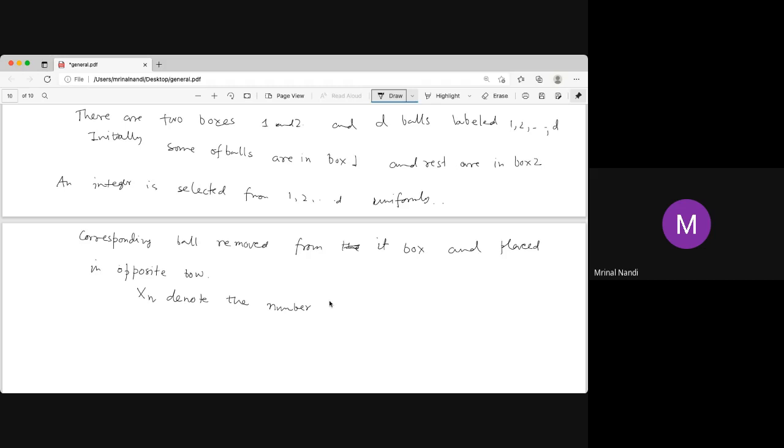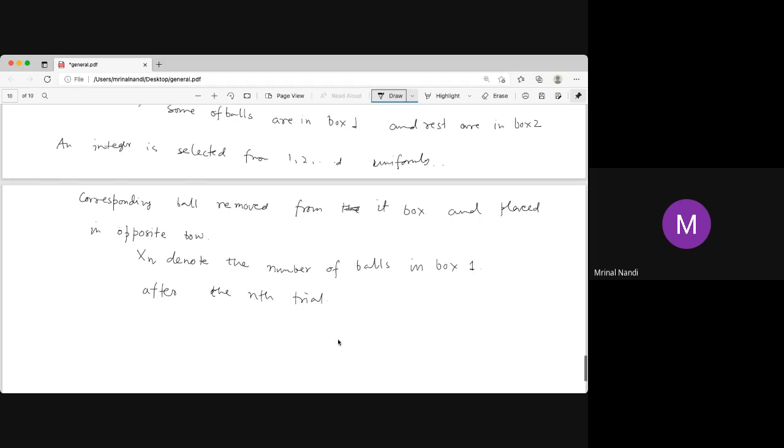There are 21 cases. Maybe all 10 balls from the low density go to the high density. Very low probability, but it may so happen that there are 10 and 90 after 10 seconds, 10 unit times. So xn is the number of balls in box 1 after the nth step.